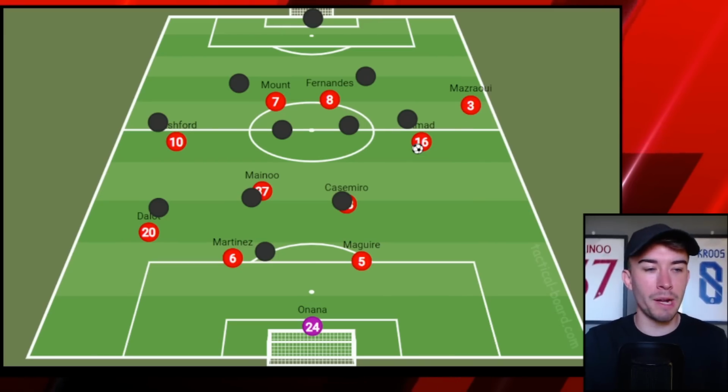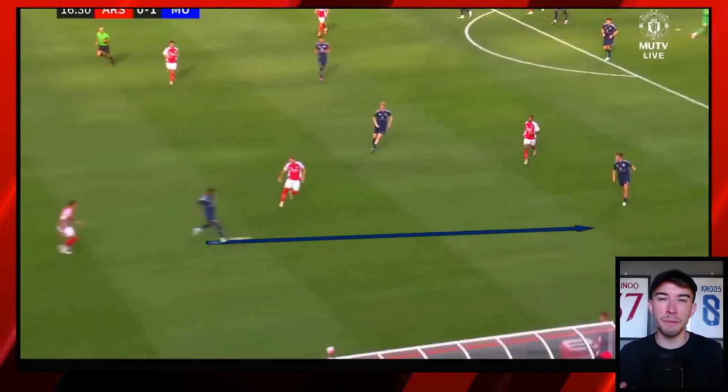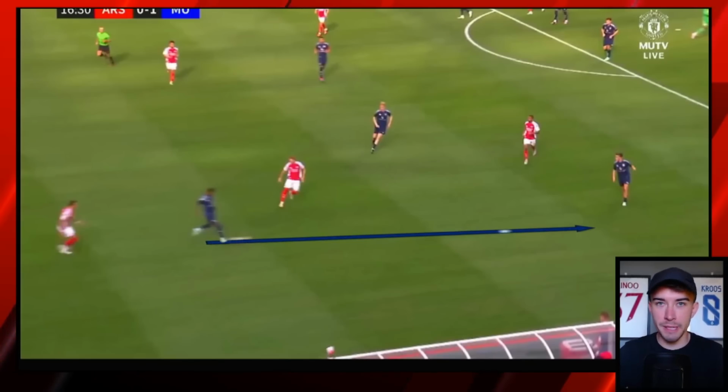And we know that this is a plan for Erik ten Hag because we saw it in pre-season. Now, you can't always gauge too much from pre-season, but what you can get a sense of is the ideas and the principles that the manager is trying to put in place. And we saw it in this game against Arsenal. Manchester United drawing Arsenal players to one side to try and create space on the other side.